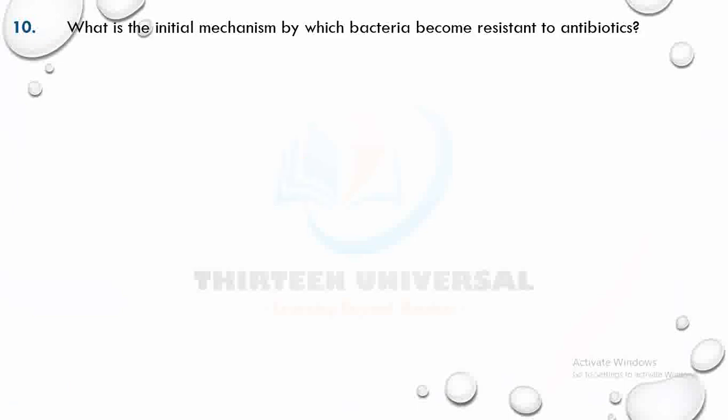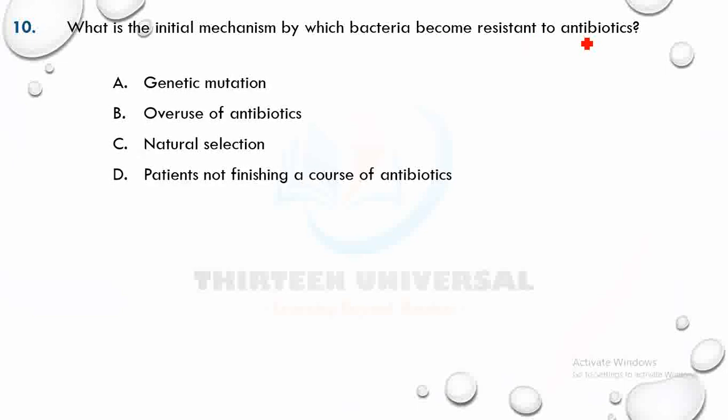What is the initial mechanism by which bacteria become resistant to antibiotics? Pause the video. Let's see if I still remember it. What is the initial mechanism? Of course, it is genetic mutation. It's a mutation that causes the allele for antibiotic resistance to appear. It introduces a new allele. That's the initial mechanism. Then all these others can help increase it, but the initial one is mutation.